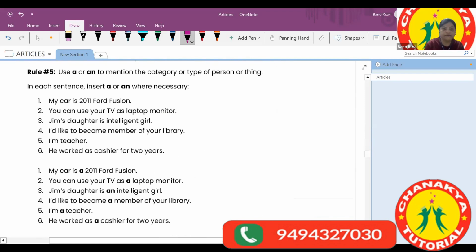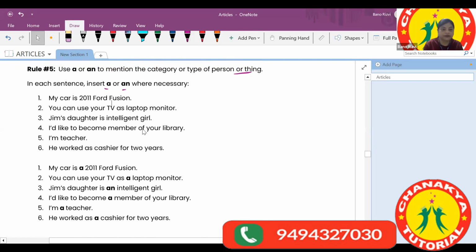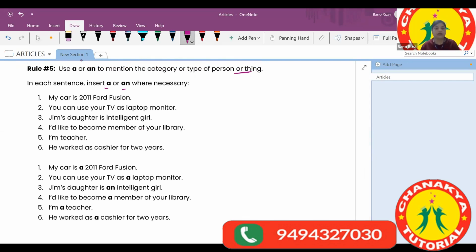Rule number 5, we use a or an to mention the category or type of person or thing. Now in each sentence, insert a or an where necessary. My car is a 2011 Ford Fusion. My car is a Fusion, a 2011 Fusion.